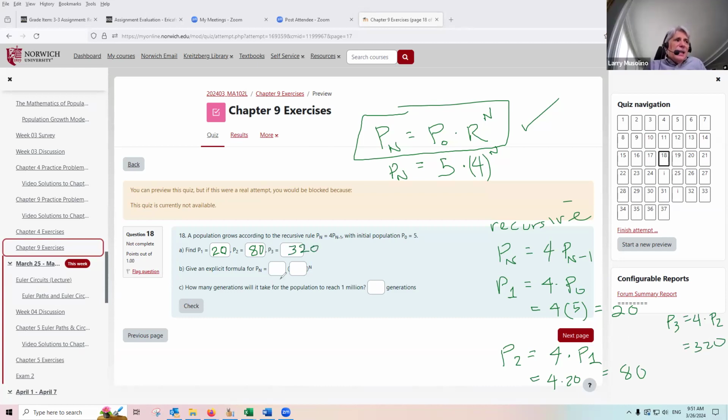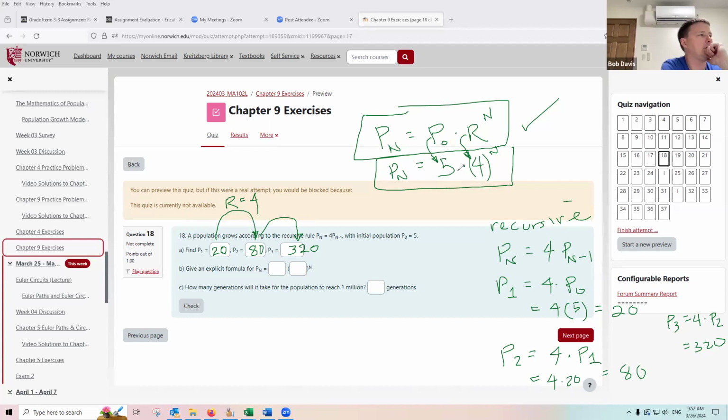So I can kind of get a sense of R. R is what number you multiply by to get from one term to the next. Well, I could see R is 4. And I can also see that from the recursive definition, because to get the next term, P sub n, you take 4 times the previous term. So here's the explicit formula. P sub 0 is 5, that was given to us. R is 4, we could see that from the recursive formula. So P sub n is just 5 times 4 to the n.